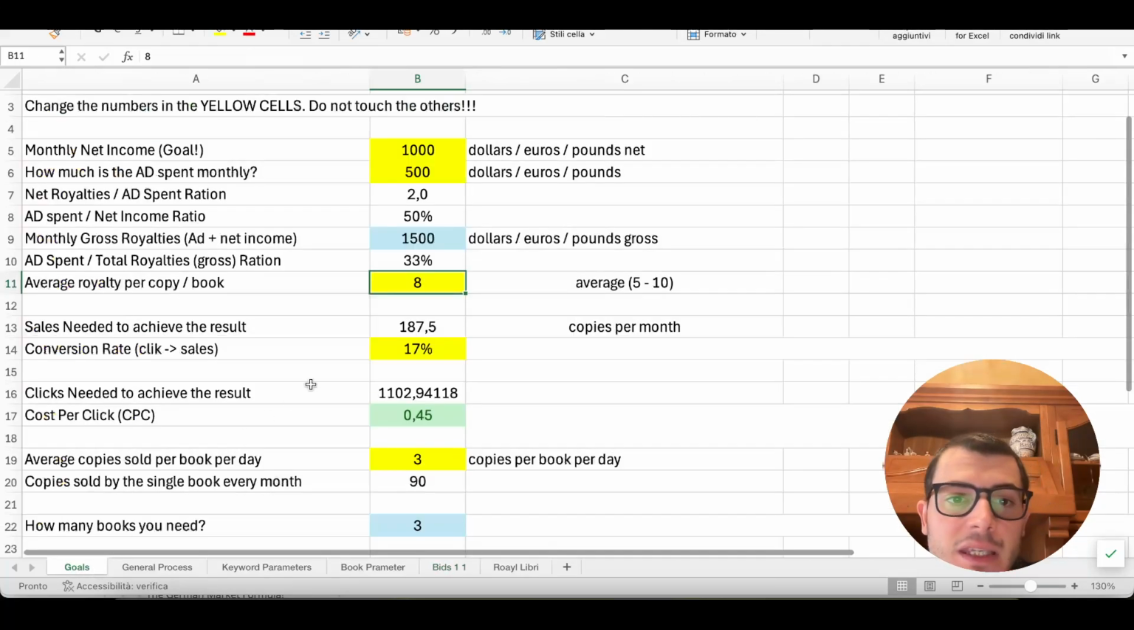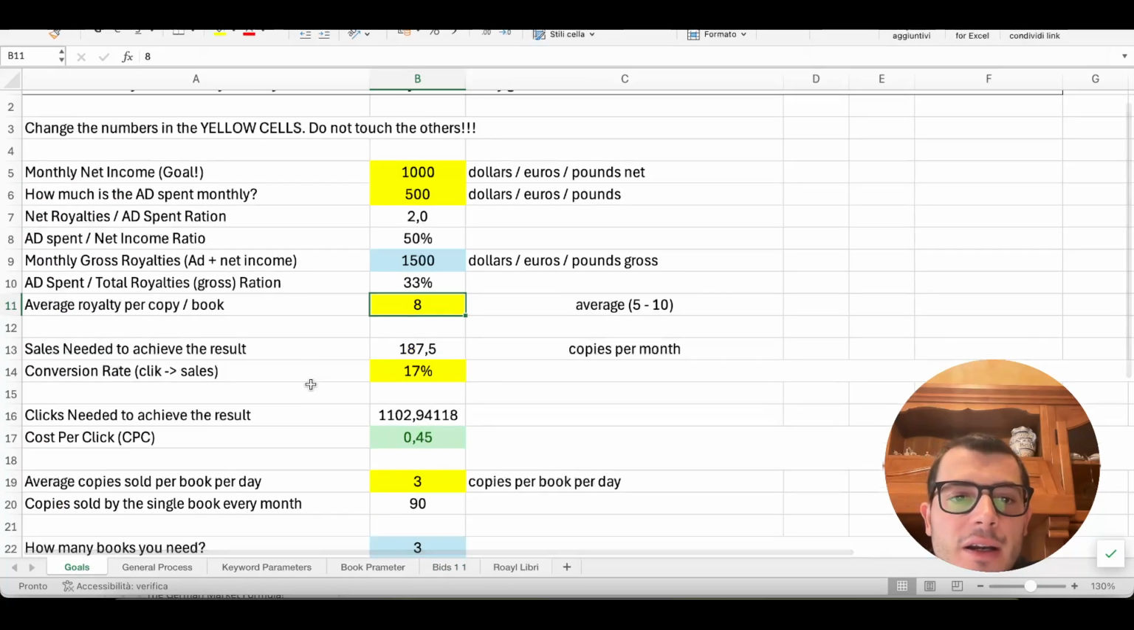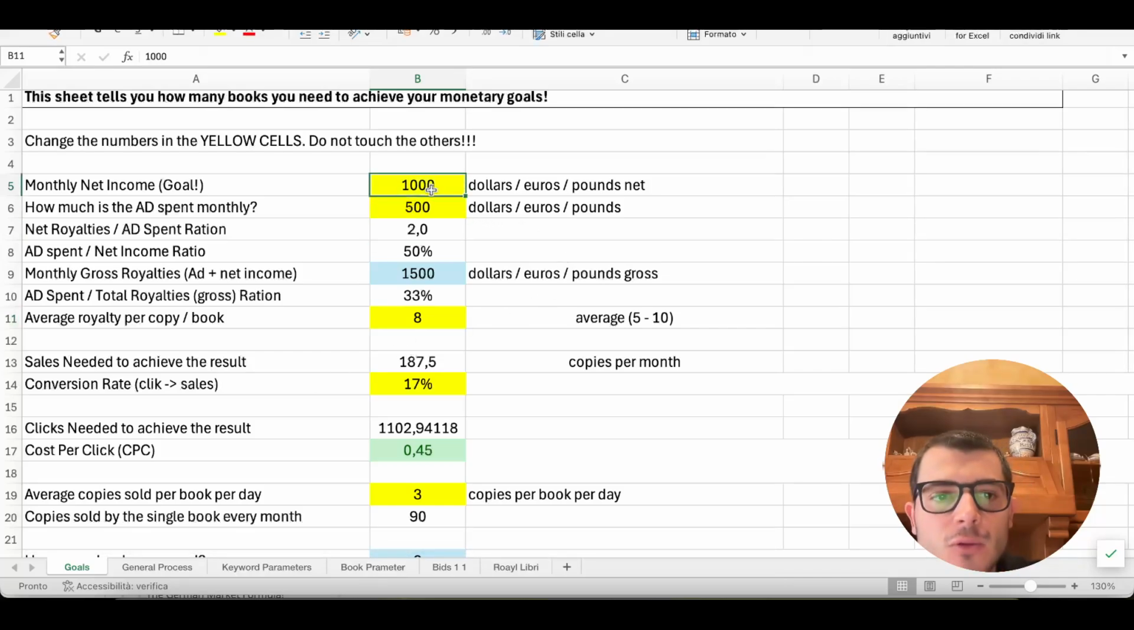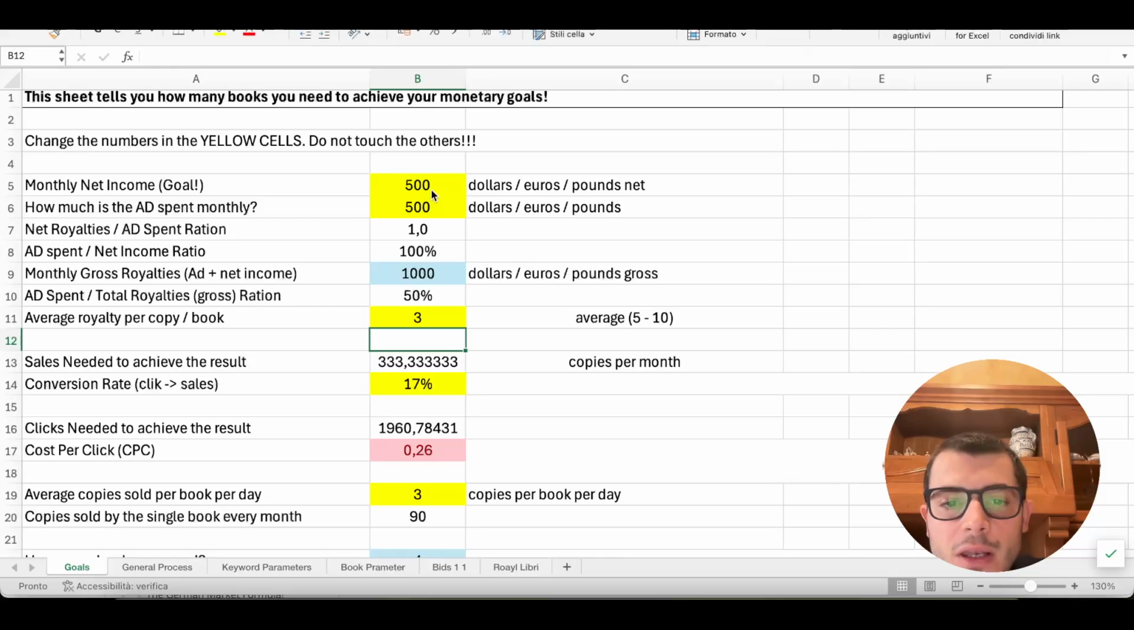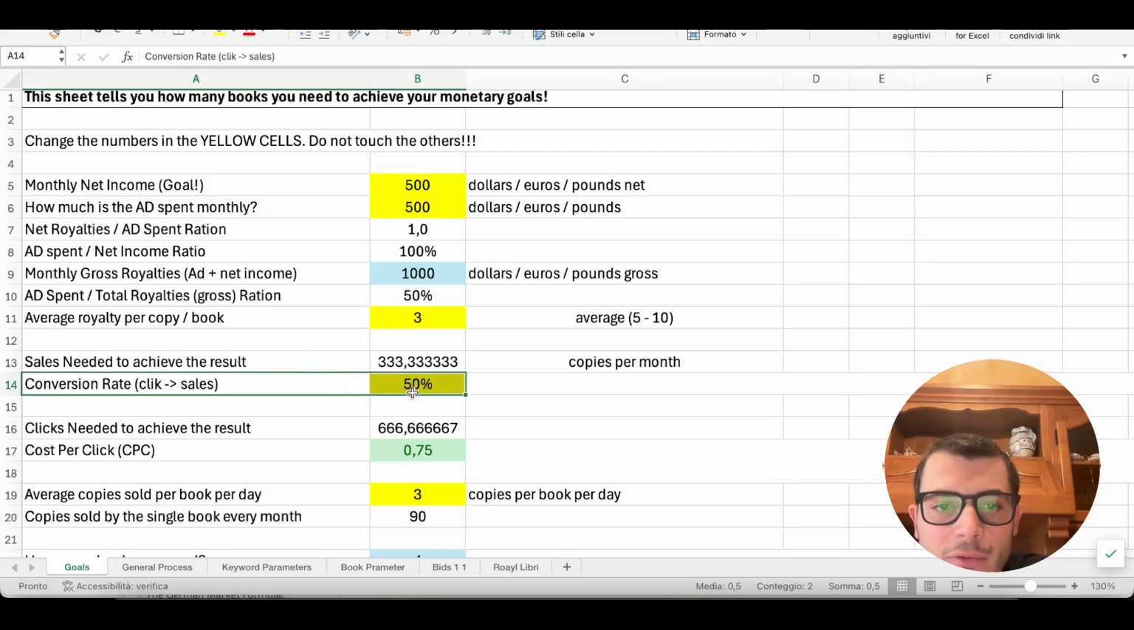So generally speaking, imagine this situation where you want to generate $500 with $500 spent, and your royalty is, for example, $3 because you have a low content book with a low price. Now, if your conversion rate is 45%, so you actually convert almost half of the clicks, so imagine 50%, you have 2 clicks and 1 purchase. That is good, but you have to have this conversion rate.